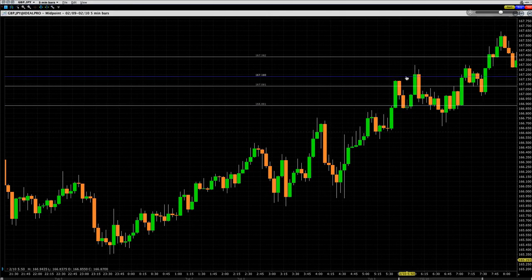Then I got filled here, and when it comes down to test here again, one, two, three, four. As soon as I see this nice kangaroo tail, what does it tell me? It tells me that we might keep going up. Especially you can tell that the trend is already an uptrend. So I just get out. So this was a winning trade for me today.